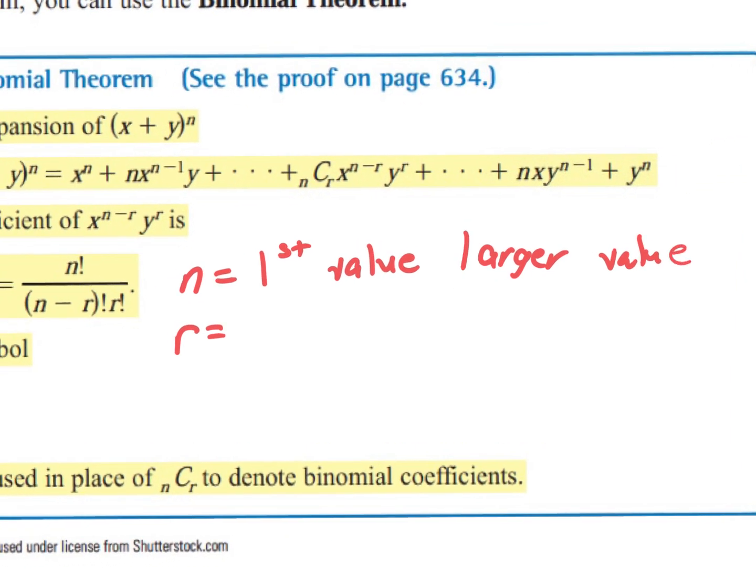R is the second and the smaller value. So there's a few ways you guys can look at this.